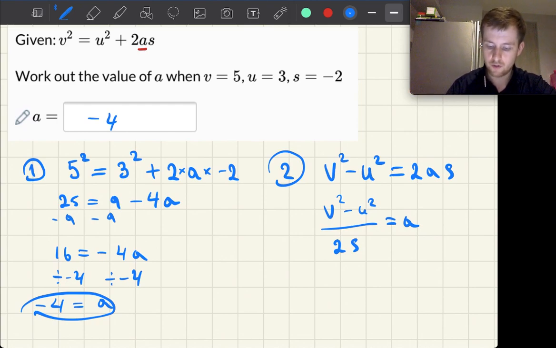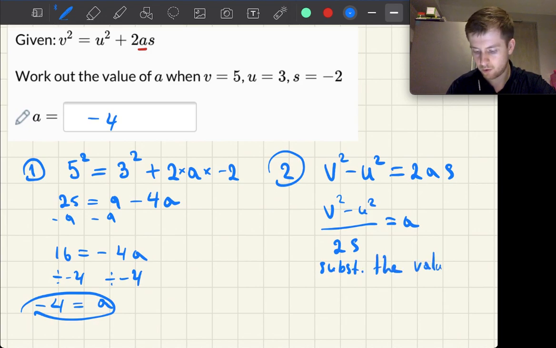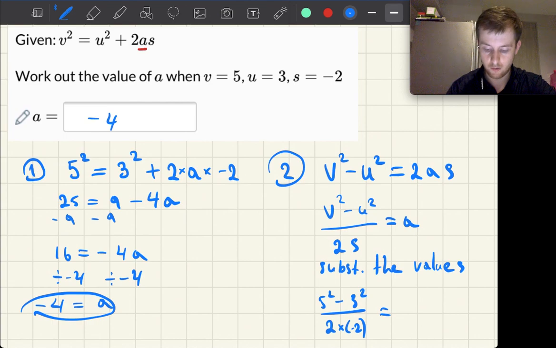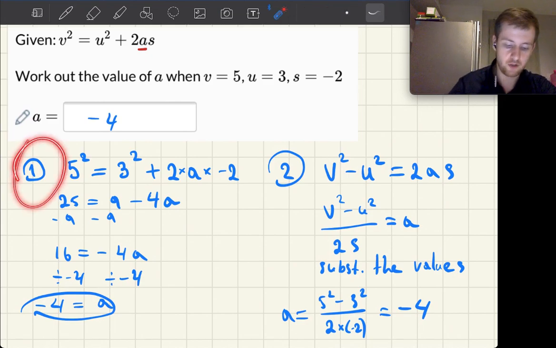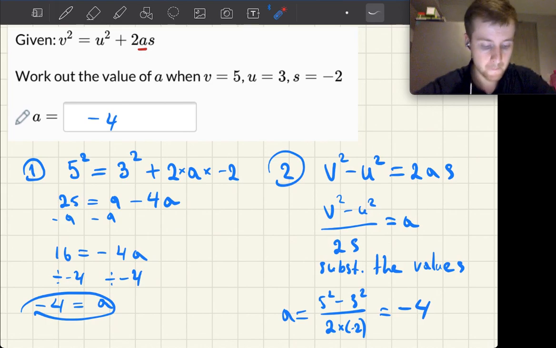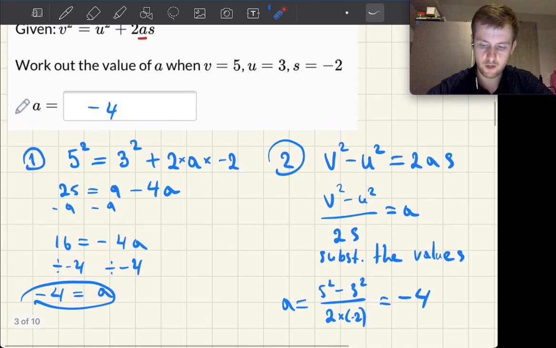And then after we do this, we can substitute the values. We can substitute the letters for digits. So we would get 5 squared minus 3 squared divided by 2 times -2 is equal to a, right? A equals all of the stuff substituted. So we would get the same value in the end. So it's going to be -4. So two methods, which one to use? Up to you guys. I think the first one looks a bit more interesting, but again, some people may not agree with me. Okay, so let's do one more example.